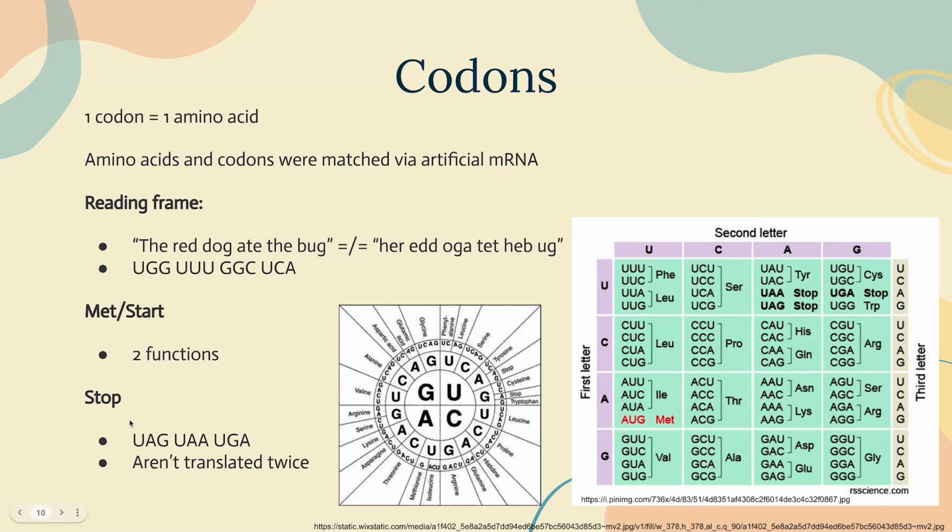And for stop codons, there are 3: UAG, UAA, and UGA. It's important to remember these. What's important is that they aren't translated twice. While there can be multiple AUGs, one of them is the start codon and the others are methionines. You can't have that with the stop codon, because once you stop, that's it. You're not going beyond that.